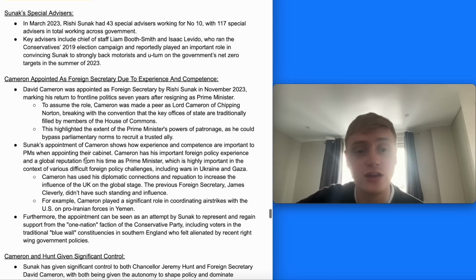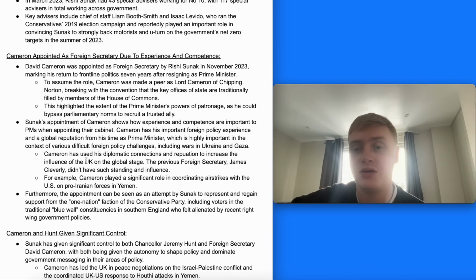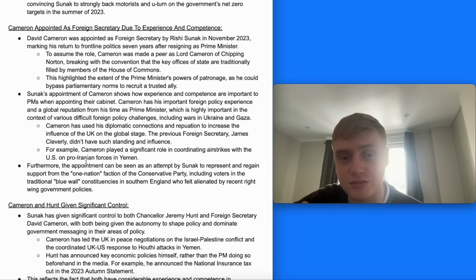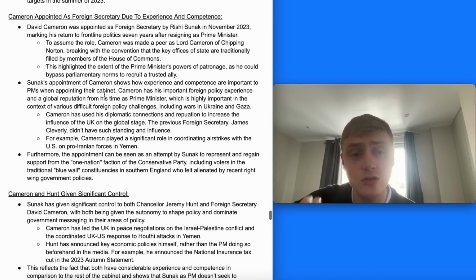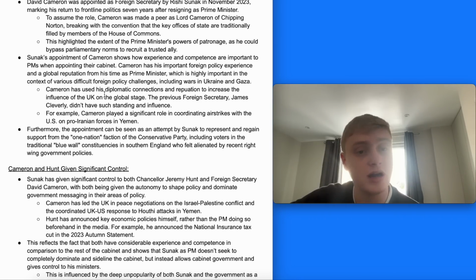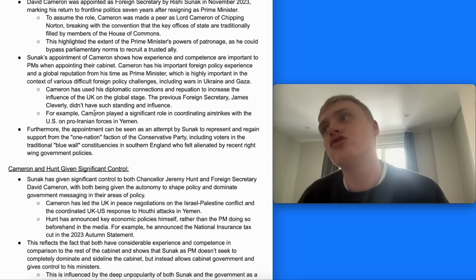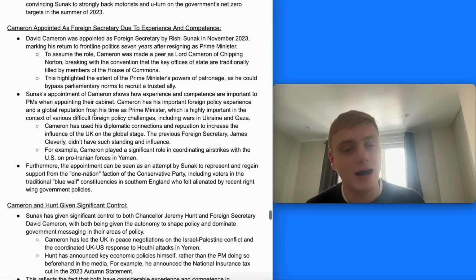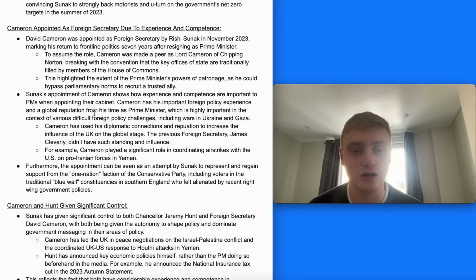His appointment of Cameron shows how experience and competence are important to Prime Ministers appointing their cabinets. He has important foreign policy experience and a global reputation from his time as Prime Minister, which allow him to have more influence for the UK on the global stage in comparison to the previous Foreign Secretary, James Cleverly. And he's used those diplomatic connections to increase the influence of the UK. For example, Cameron played a key role in coordinating airstrikes with the US on pro-Iranian forces in Yemen. And this also links into the amount of control that Sunak has given to ministers. This is another example here. You'll see in the example pack that Cameron and Hunt in particular have been given significant control.